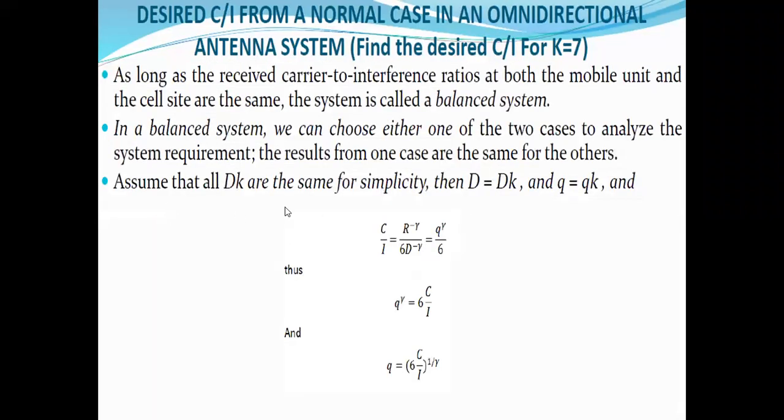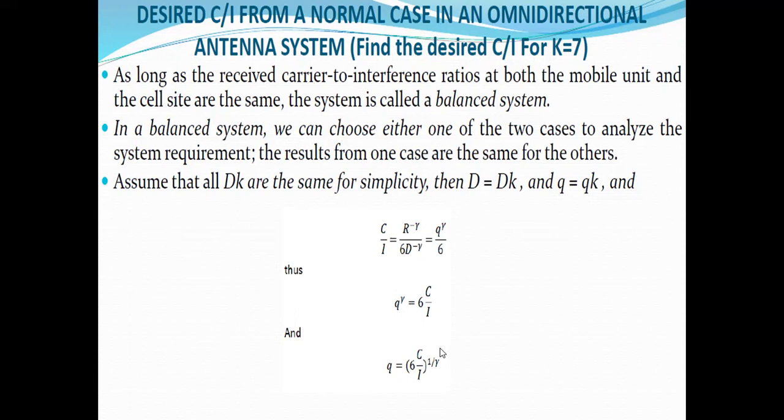So if I am assuming that all the decay are the same, so Dk will be the same, and Q is equal to Qk, then C by I is equal to R to the power minus gamma divided by 6 D to the power minus gamma. And we know that the D by R ratio is known as Q. So taking the power upward, Q to the gamma is equal to 6 C by I, cross multiplying, and Q is equal to (6 C by I) to the power 1 by gamma.